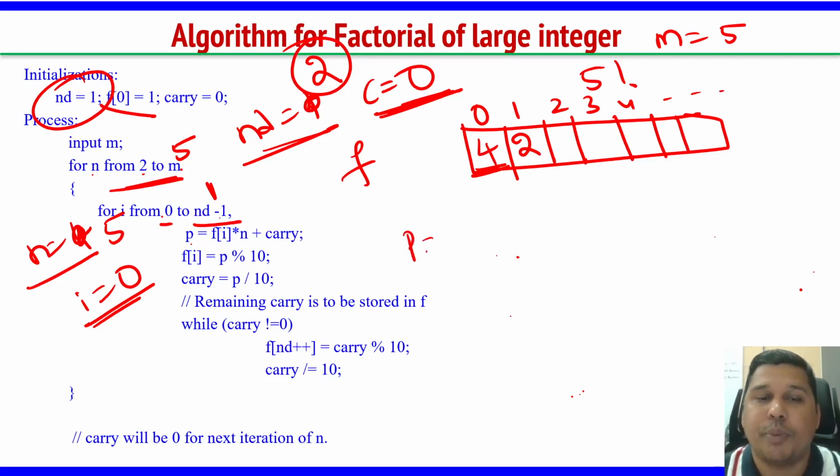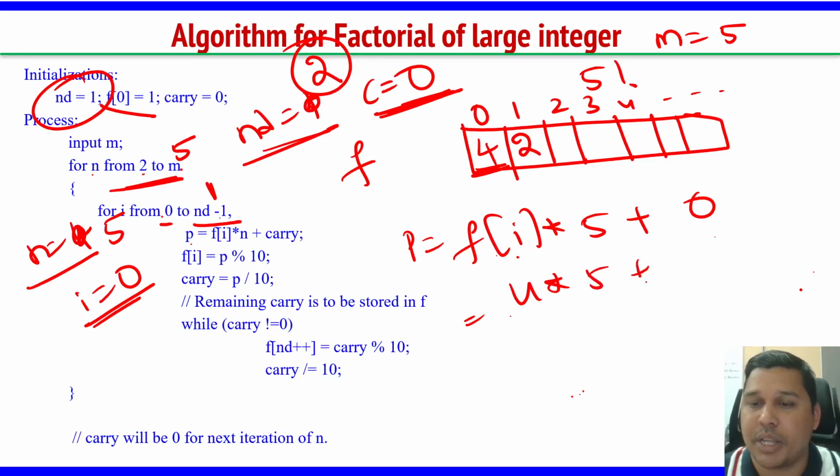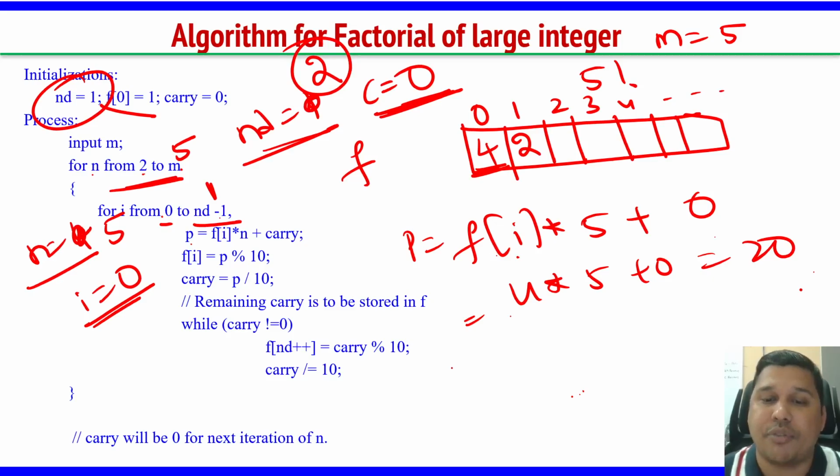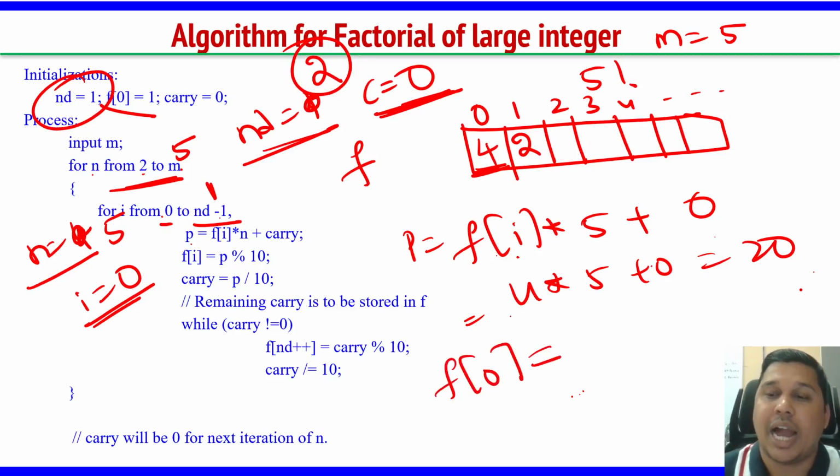P equal to f of I into n value, which is 5, plus carry, initially it is 0. So f of 0 means 4. 4 into 5 plus 0 is 20. Okay. Now what should I store in f of 0? In f of 0, I should store 20 modulo 10. Remainder is 0. So I will put here 0. Then carry equal to p by 10, 20 by 10 is 2.